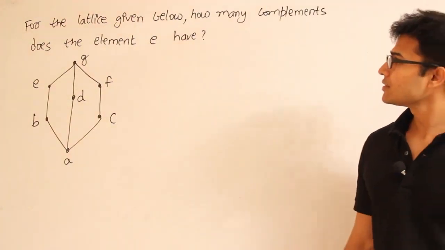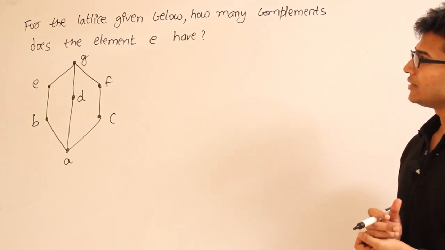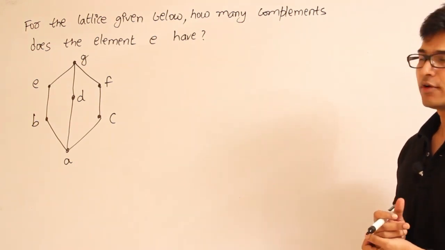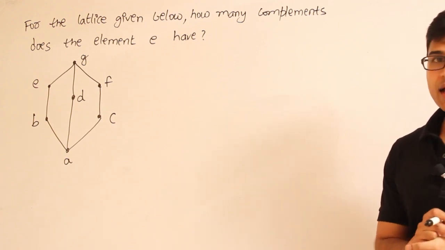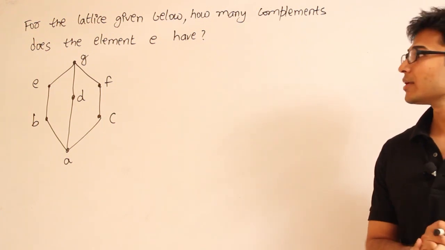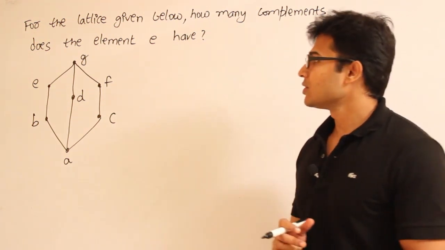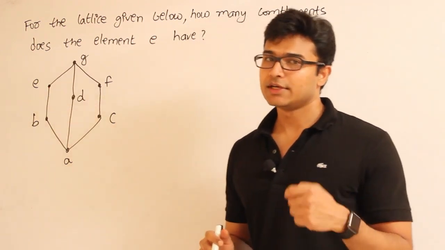Now let's try to answer this question. For the lattice given below, how many complements does the element E have? And options are given: 1, 2, 3, 4. Okay, so this is the lattice given and they are asking about the number of complements that the element E will have. So if you look at the element E, how many complements will it have?